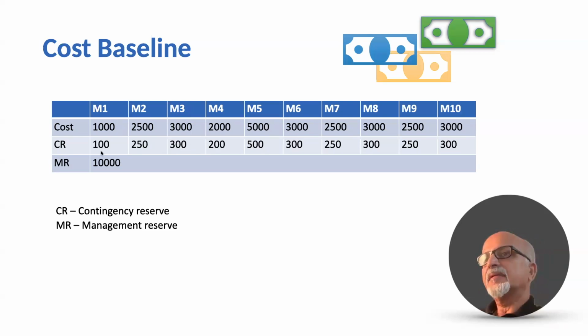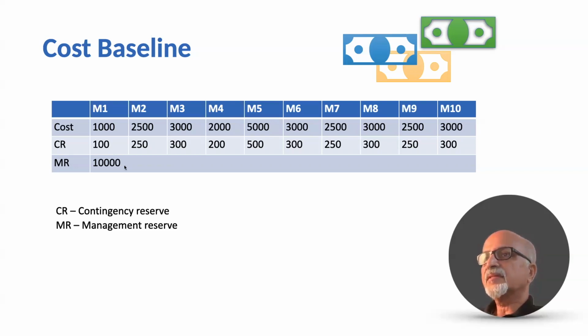Then to that cost estimate, we add contingency reserve and management reserve. When we say contingency reserve, at the work package level, at the activity level, sometimes things can go wrong, or we might have missed out something, or there can be cost escalation. In that case, we use the contingency reserve. And most probably, the project manager has the authority to use the contingency reserve.